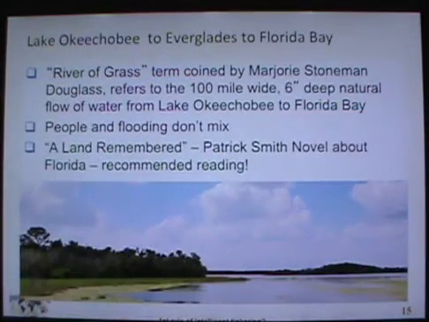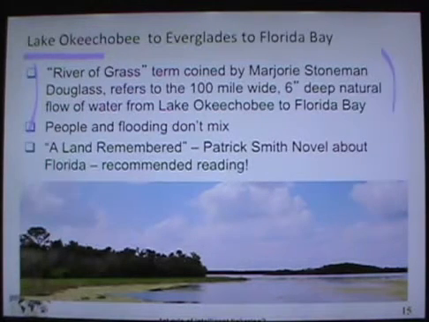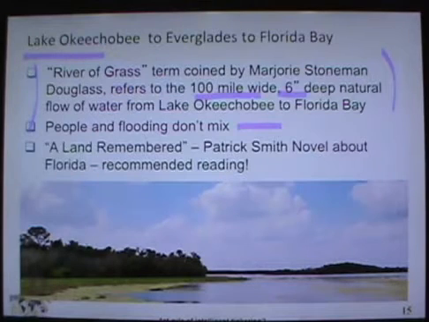Moving a little further downstream, from Lake O to Florida Bay. This term, river of grass, you may have heard it, coined by Marjory Stoneman Douglas, who was a really influential writer in the 1940s, 50s, 60s, 70s, 80s. I think she passed away in the 90s. She talked about the river of grass, 100 miles wide, 6 inches deep, the natural flow of water from Lake Okeechobee to Florida Bay. It existed. It's hard to find today. But we like to live here. It's a beautiful place, so we decided, hey, we've got to do something about this. We are going to simply dredge it, ditch it, make it so that it all drains.